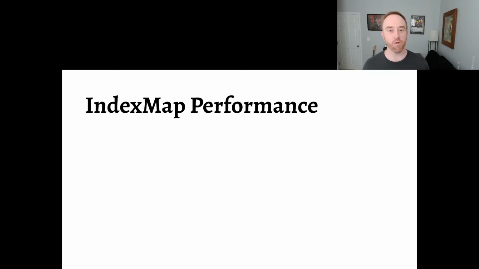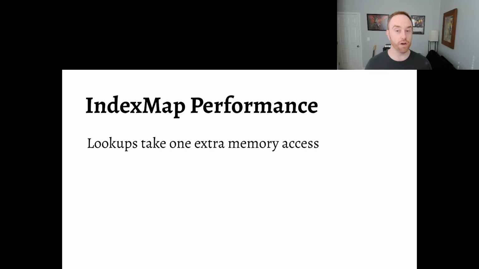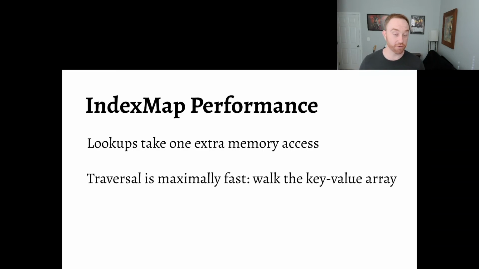So one is, from a performance perspective, lookups take one extra memory access, granted, but you have to keep in mind that if you're doing a whole bunch of lookups in a row, there's a pretty good chance that the subsequent lookups are going to be in cache and are not actually going to be particularly expensive, because they're coming out of the same array and out of the same hash map. Traversal is maximally fast. In fact, this is even faster than traversing an ordinary unordered hash map, because it is literally as fast as it possibly can be. All of your key value pairs are right next to each other in memory. So you're just walking straight through the array, saying, here's the next one, here's the next one. It actually is not possible to make a data structure, as far as I'm aware, that's faster than that for the traversal use case.